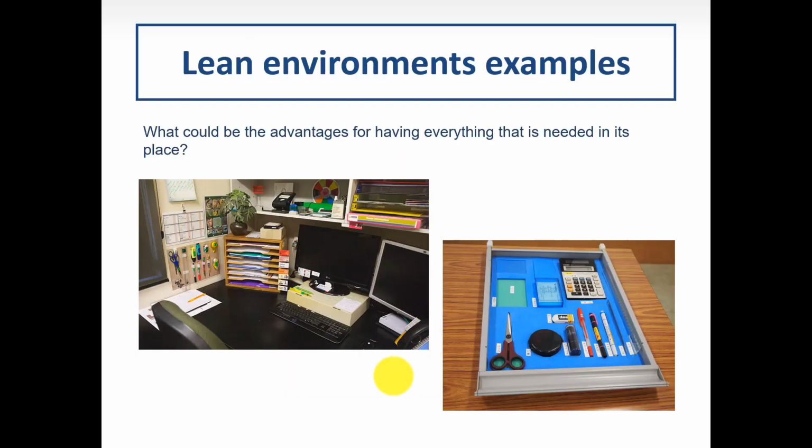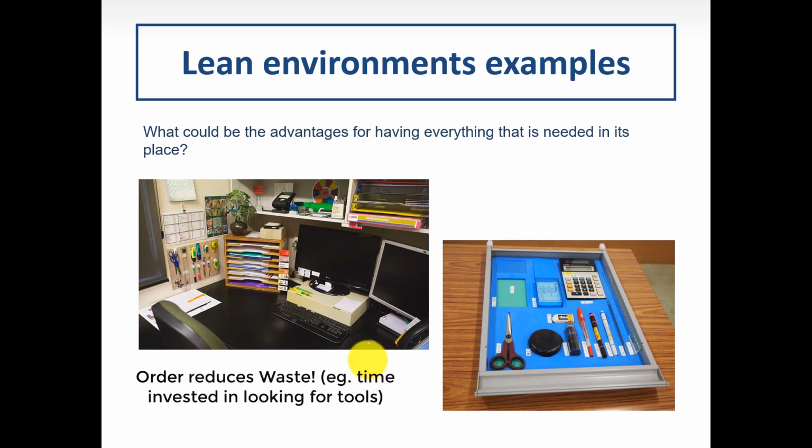Lean environments also happen in offices, as we can see here. You notice here is a desk, and look at these tools. They are properly arranged, just like these ones. This is a drawer, and everything is in its right place. Here you have even some descriptions. Sorry, I don't read Japanese. You have to forgive me, but I can imagine here it reads scissors. It looks like that. And here it reads calculator.